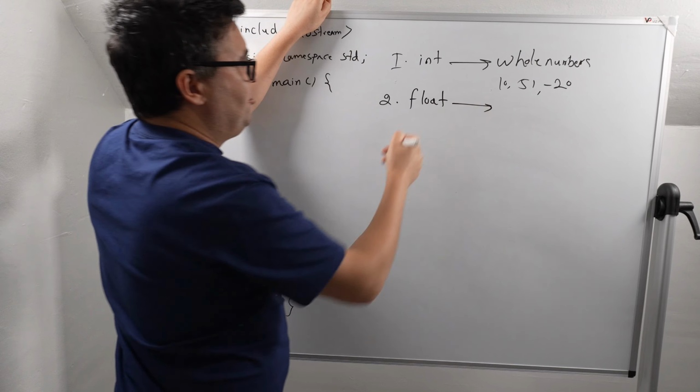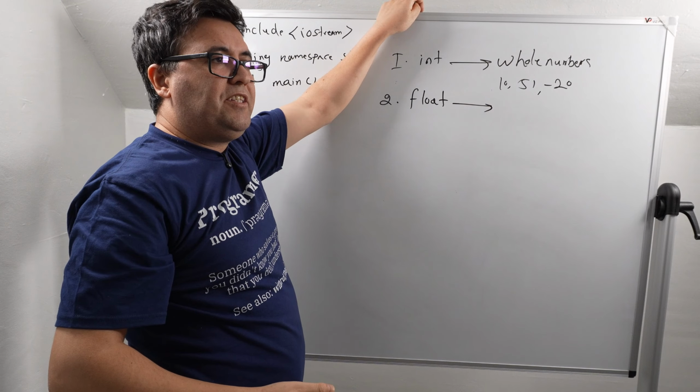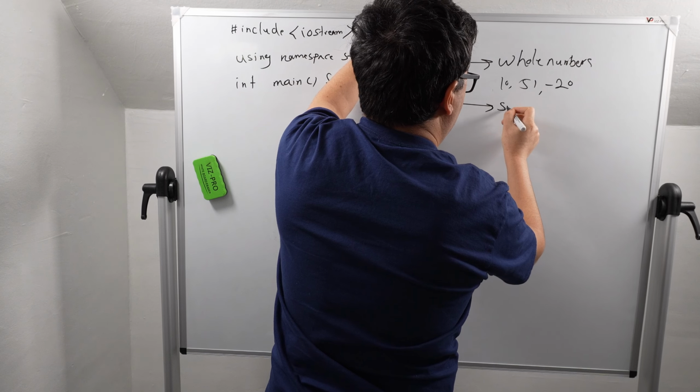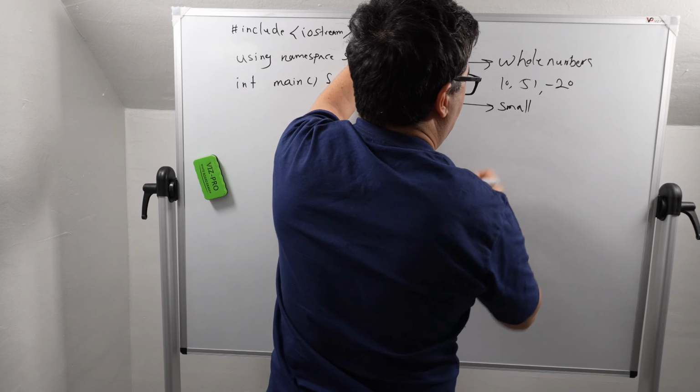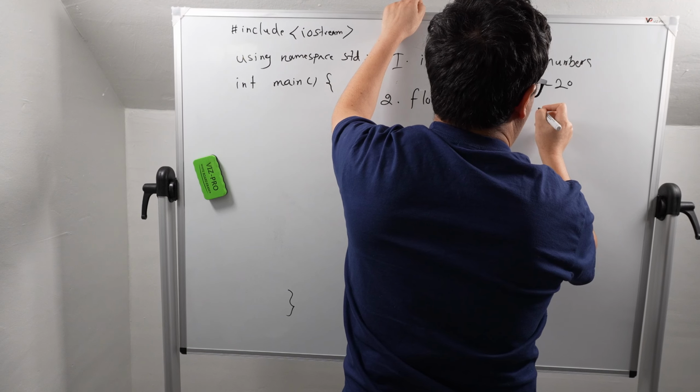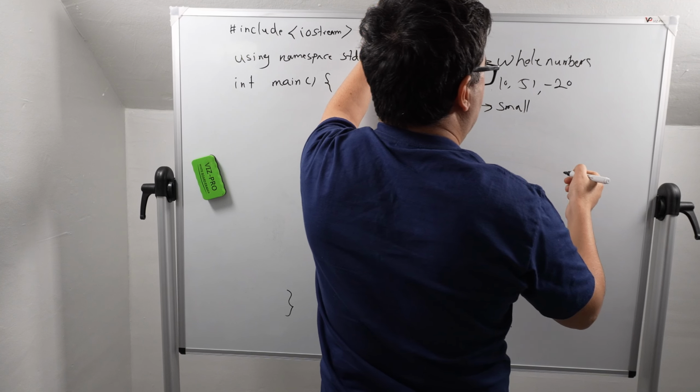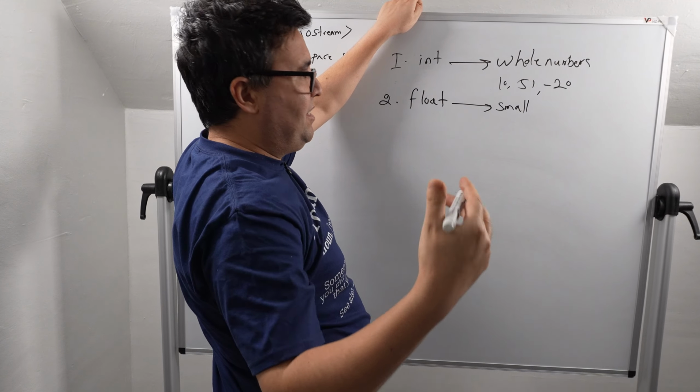This data type is used to store small decimal point numbers, small fractional numbers, or numbers which are not whole and have a decimal point.